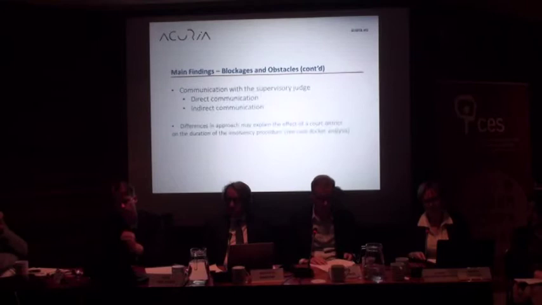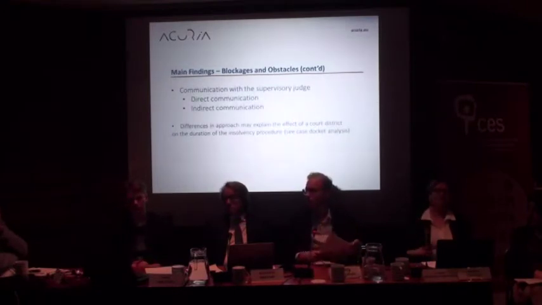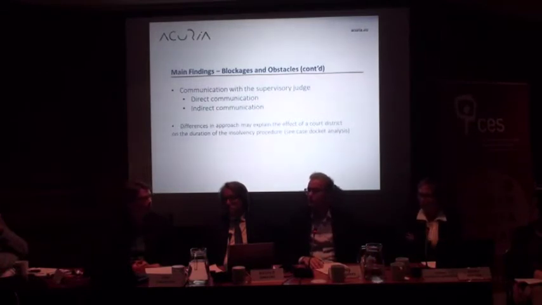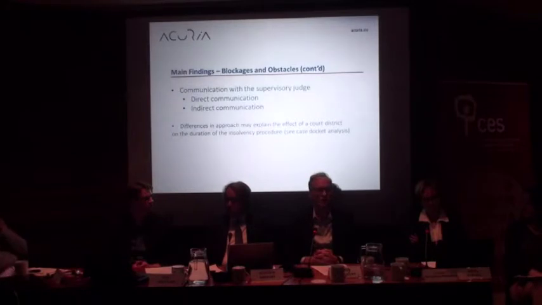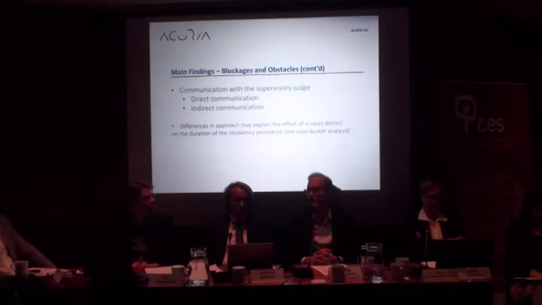Okay, the next blockage is about communication with the supervisory judge. We observed two kinds of approaches to communication with the supervisory judge. At one end of the spectrum, we have direct communication. For example, judges who are open towards direct communication with the insolvency practitioners exchange private cell phone numbers with them, meaning that issues in a certain case can be handled or settled via cell phone, either by conversation or by sending messages. And we even saw examples in which the supervisory judge communicates through WhatsApp.